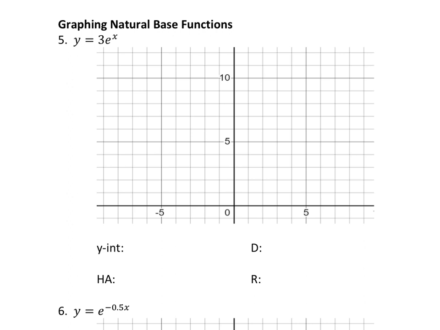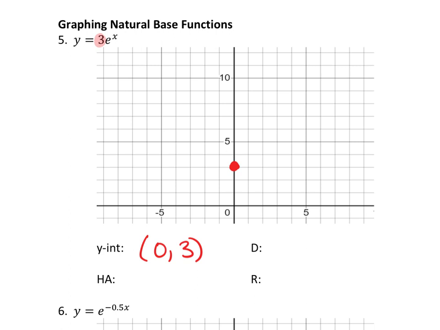What's the initial value here in 3e to the x? What's that first number? 3. So my initial value or my y-intercept is going to be at 3. So we can go ahead and put that dot on our graph. Check. We've got a good start.